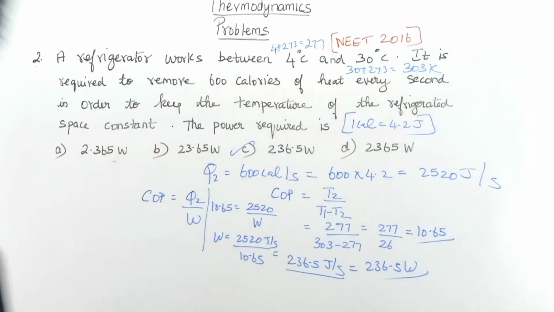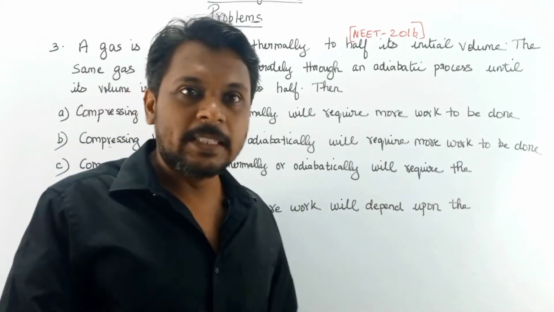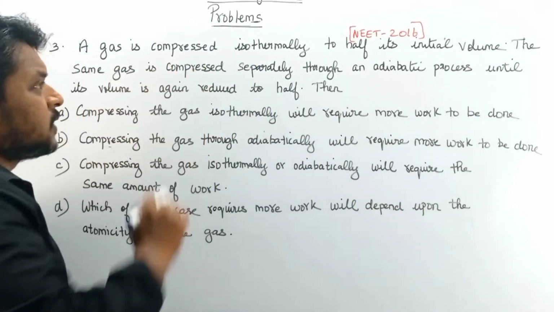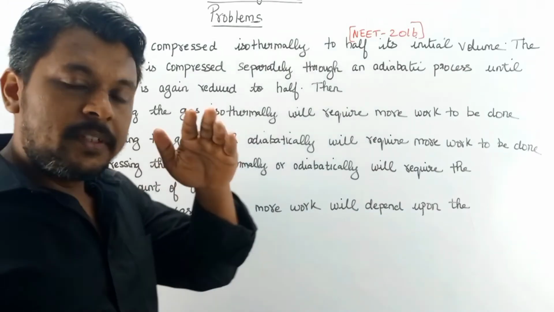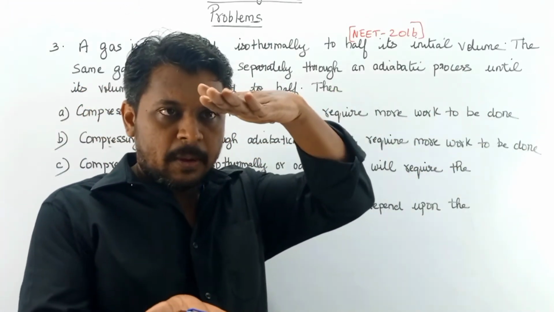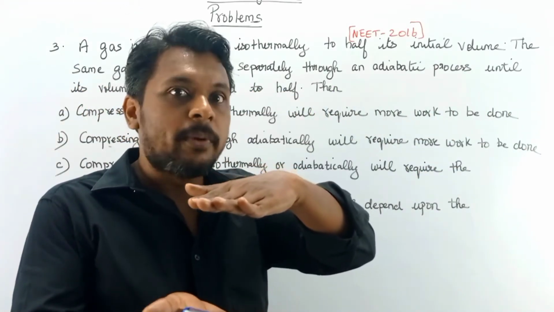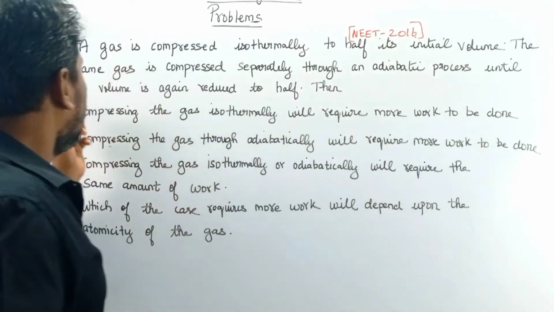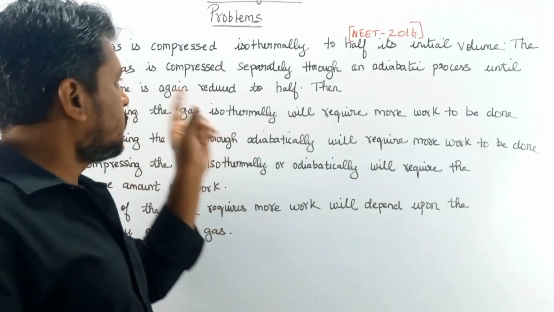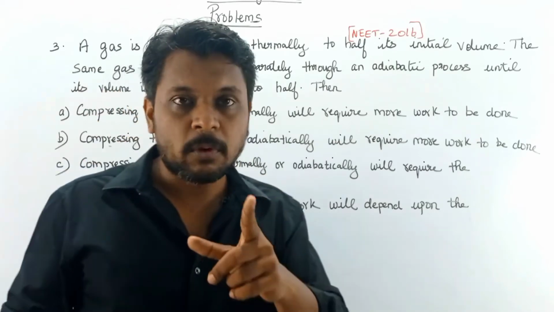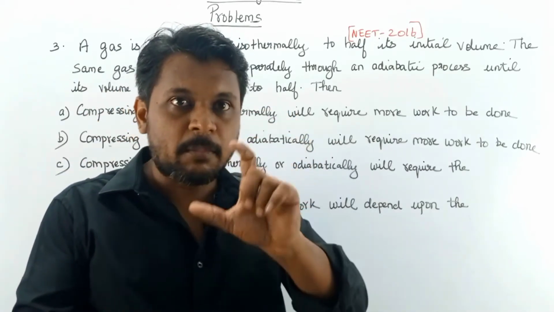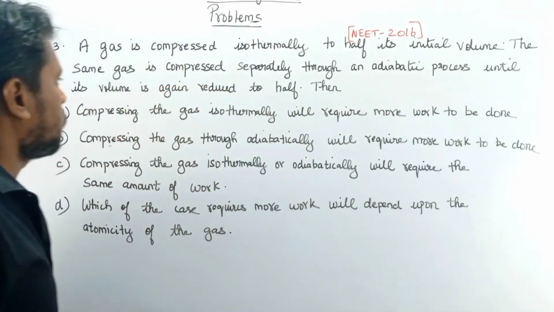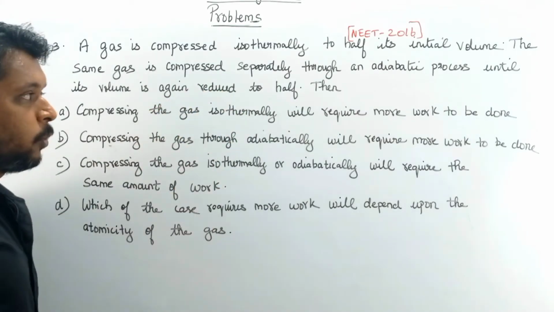Okay, the third problem. See, in this problem, a gas is compressed isothermally to half its initial value. So this is the initial value. It is compressed to half through an isothermal process. Next, the same amount of gas is compressed separately through an adiabatic process. So the same compression is done by an adiabatic process. So now what is the question? To half its volume.